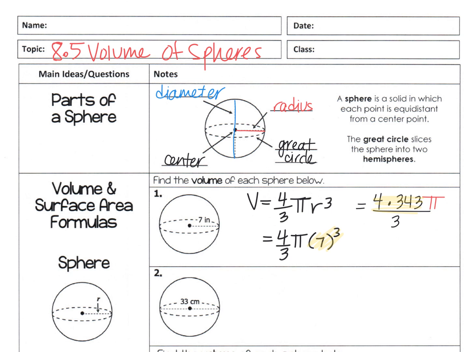And you're going to get this crazy decimal. But we don't like the crazy decimal. Okay? Because our goal is to leave things in terms of pi and to not round it. When I do 4 times 343, I get 1372 divided by 3. 457.3 repeating.